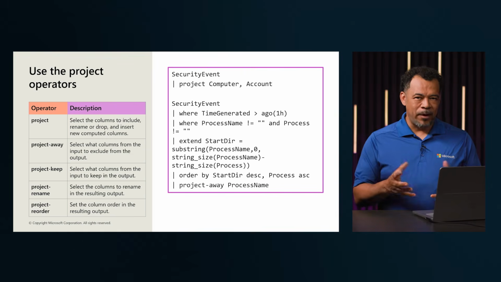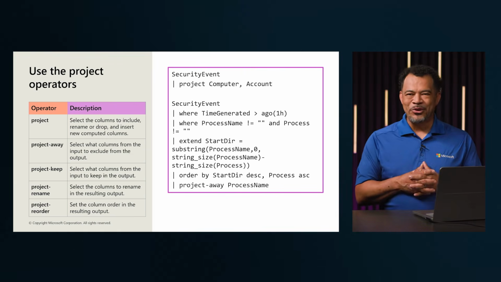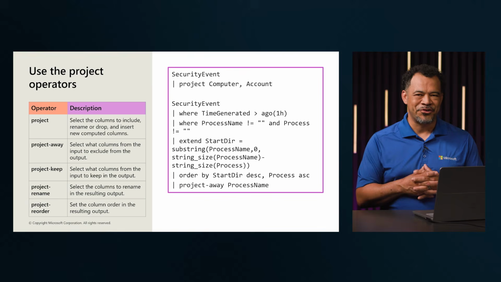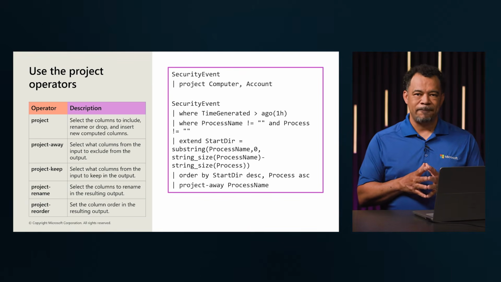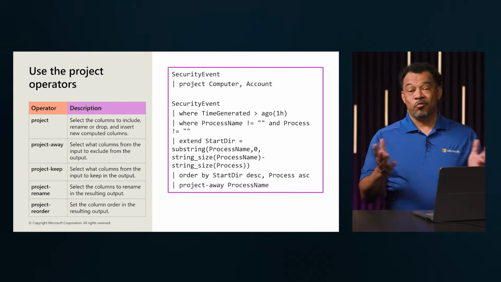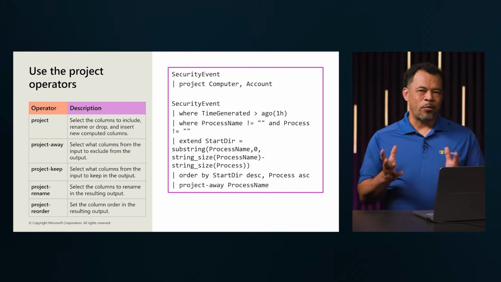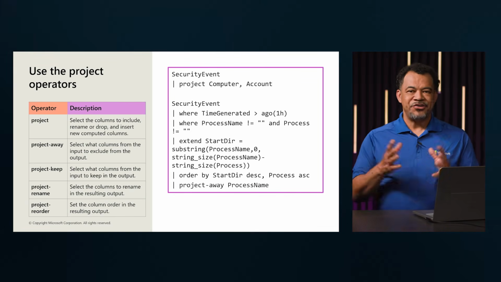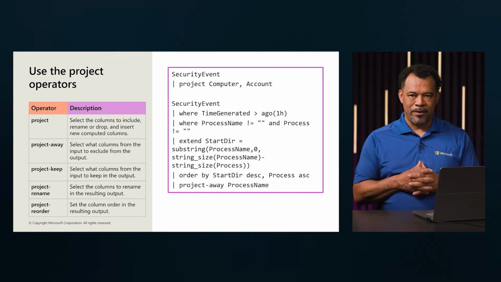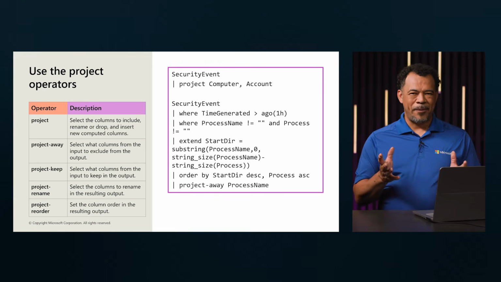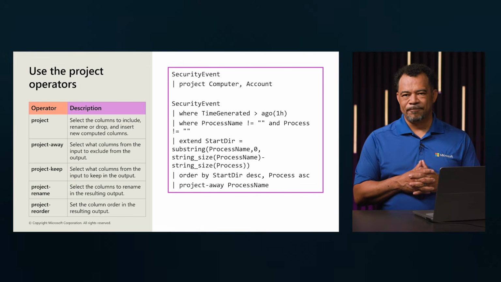The project operator is your go-to when you want to pick and choose which columns to include in your results, like customizing your own view of the data. You can also rename columns. If you want to rearrange the order of the columns, just list them in the order you want using the project-reorder operator. They'll show up exactly the way you want in the results.